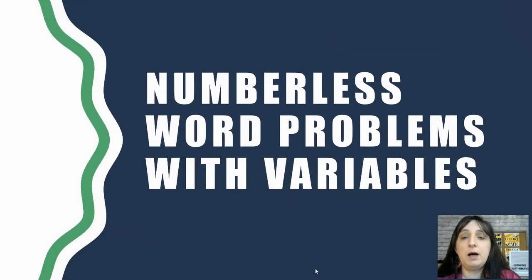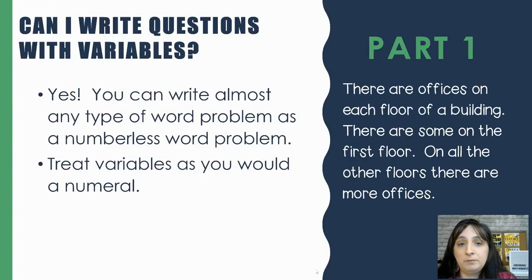So let's talk about another type of numberless word problem, one with variables. And in this example, it's going to be a multi-step problem. So we're going to see some of those ways that you can add back in some of those extra values that we talked about in our last question set. So you may be wondering, well, you told me I can't use any blanks. That's not an effective numberless word problem. So can I write a question with variables?